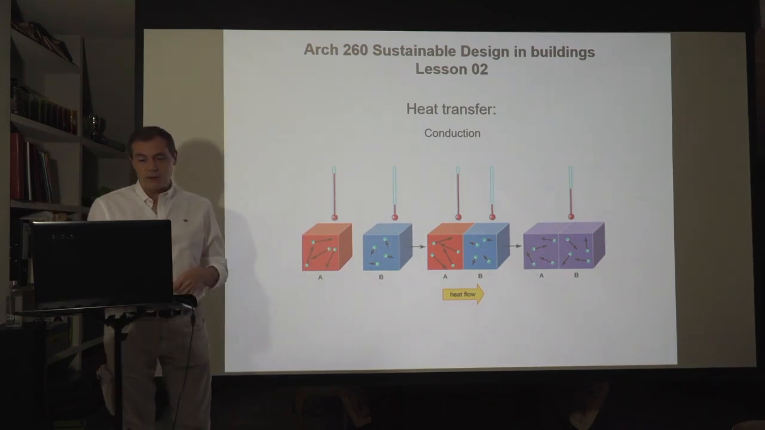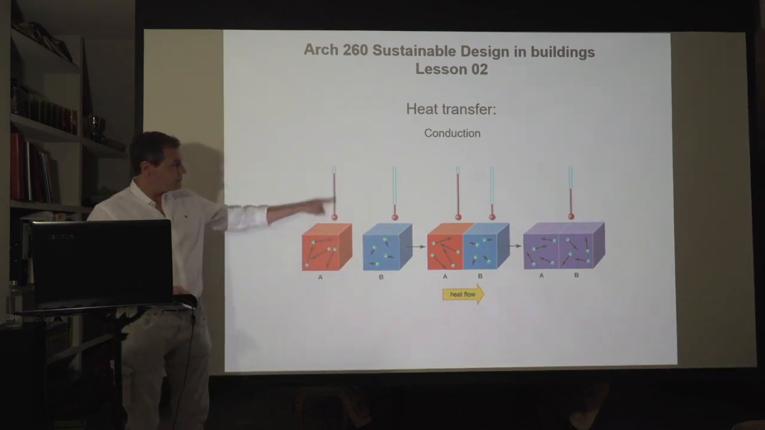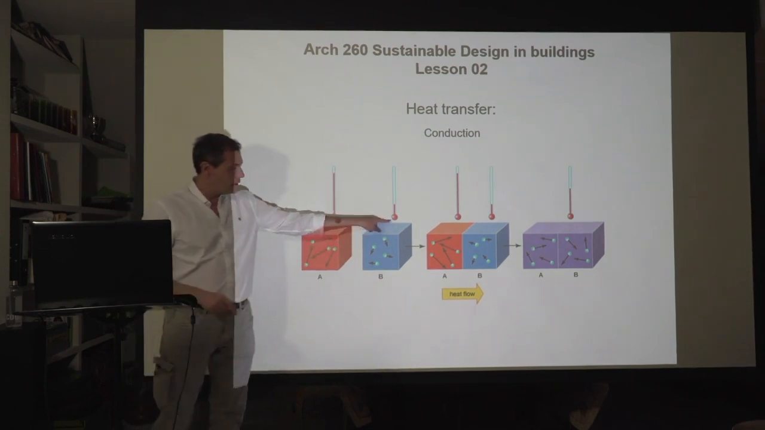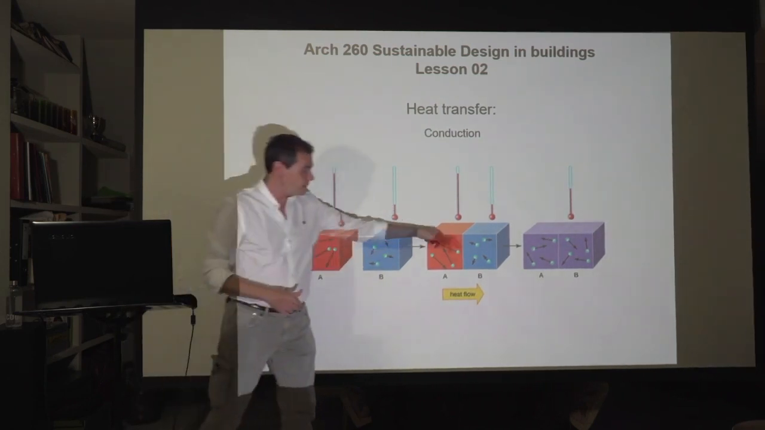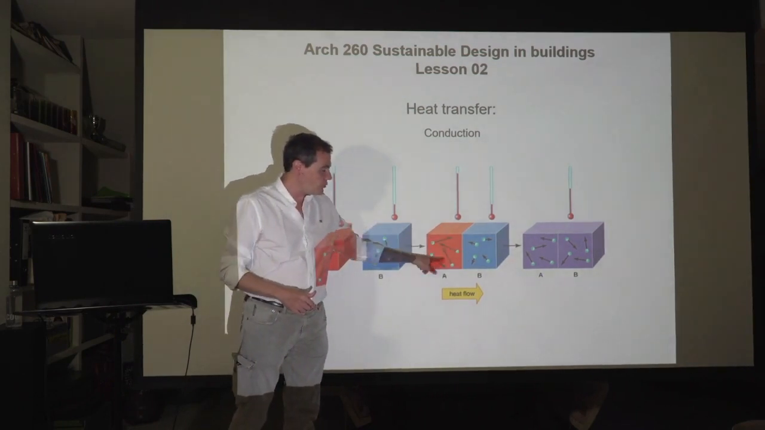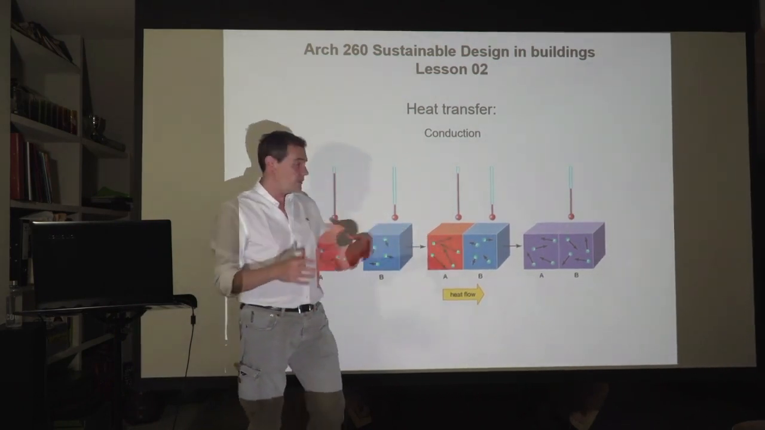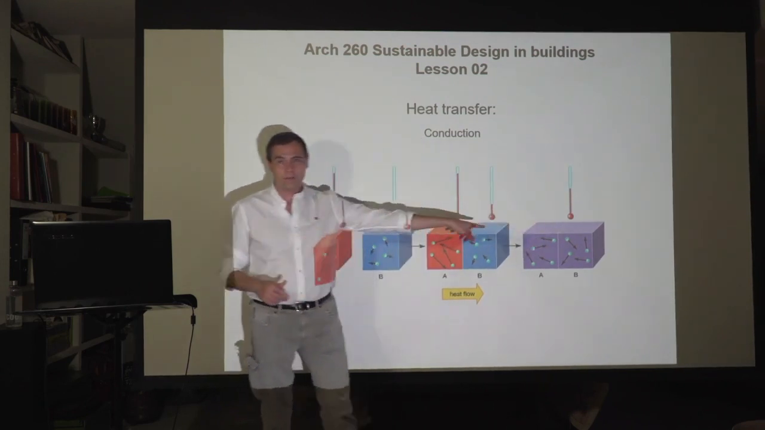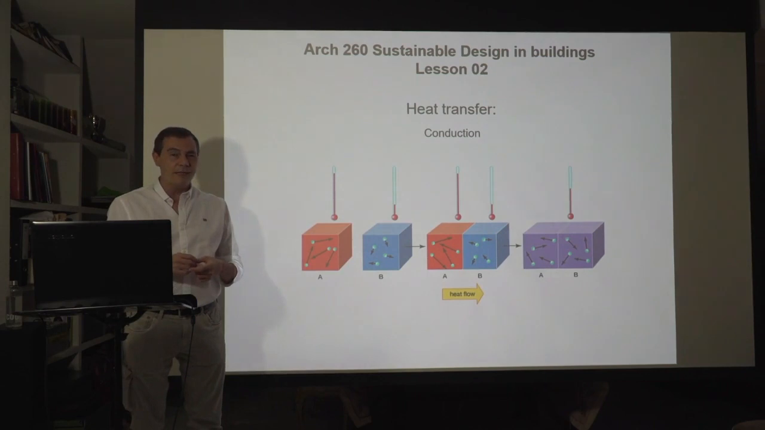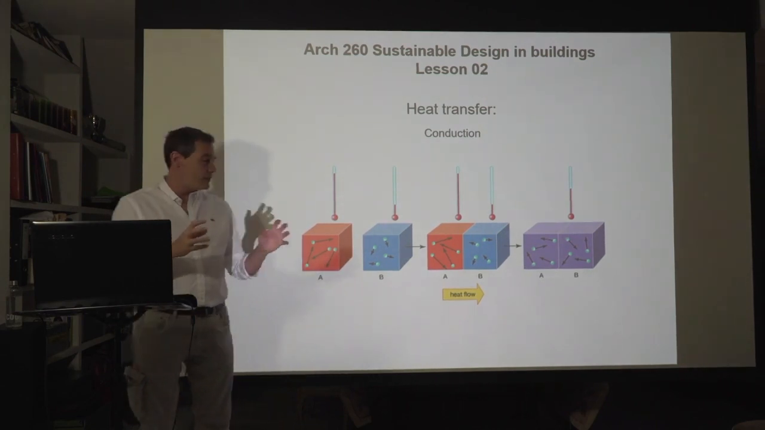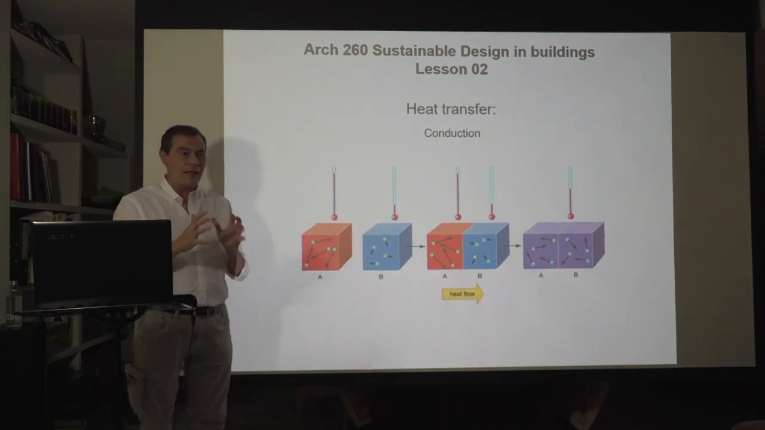Look at this picture. Here we have the first solid at this temperature, this solid at that temperature. If we put these two solids together, the heat is transferred from the hot one to the cold one, and at the end both solids have the same temperature. That happens by means of conduction, and conduction means that we need a solid. Without a solid, conduction can't happen.